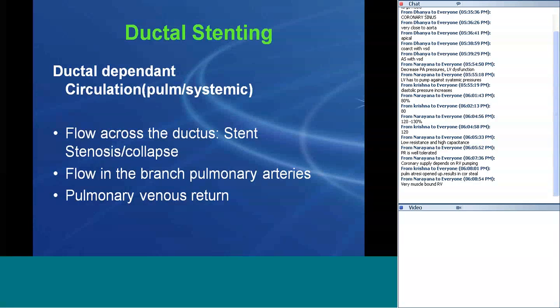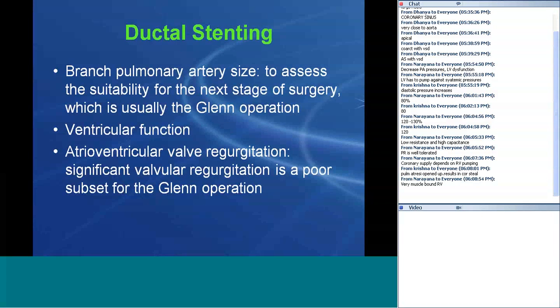And these patients should be very closely monitored till they get on to the second stage palliation, that is the Glenn shunt. Till then they have to be on close follow up for what is going on with the stent flow, and flow in the branch pulmonary arteries, whether it is adequate or not. Pulmonary venous return gives you a very good indication whether the flow is going enough into the pulmonary circulation.